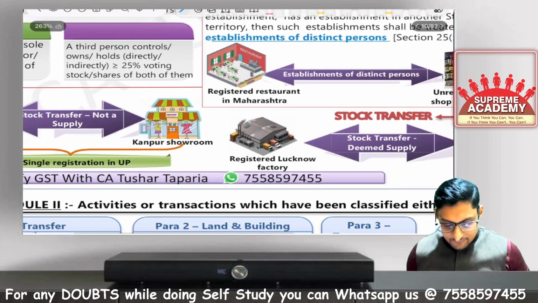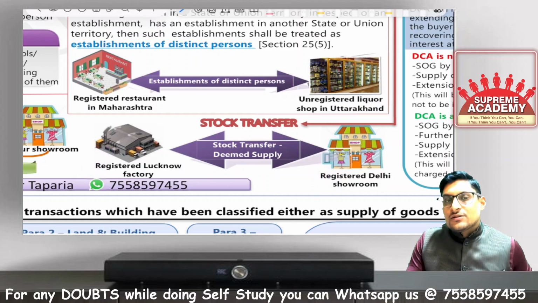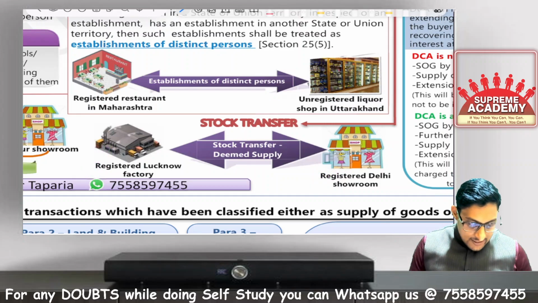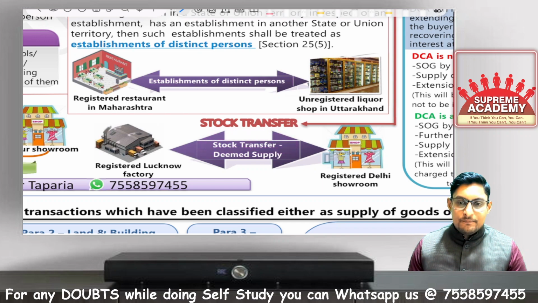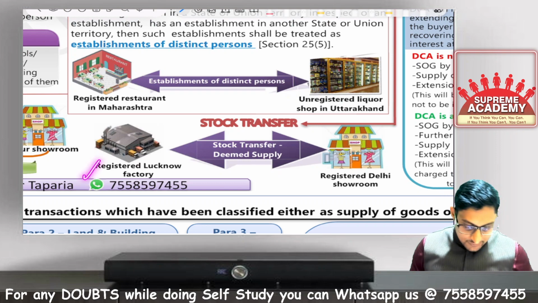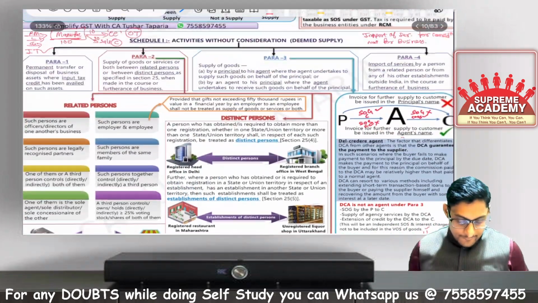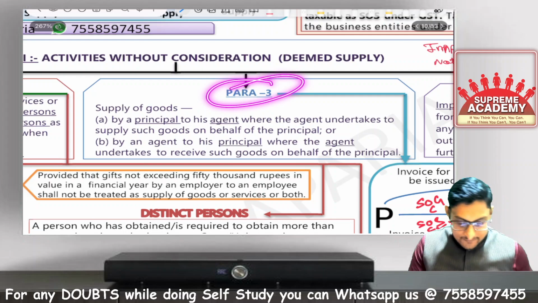But what if the factory and the showroom are differently registered? If these two units are registered differently, then the stock transfer will also be termed as deemed supply, as per para 2. Stock transfer will also be deemed as a supply if they are differently registered. So this is all about para 2. Now coming towards para 3.